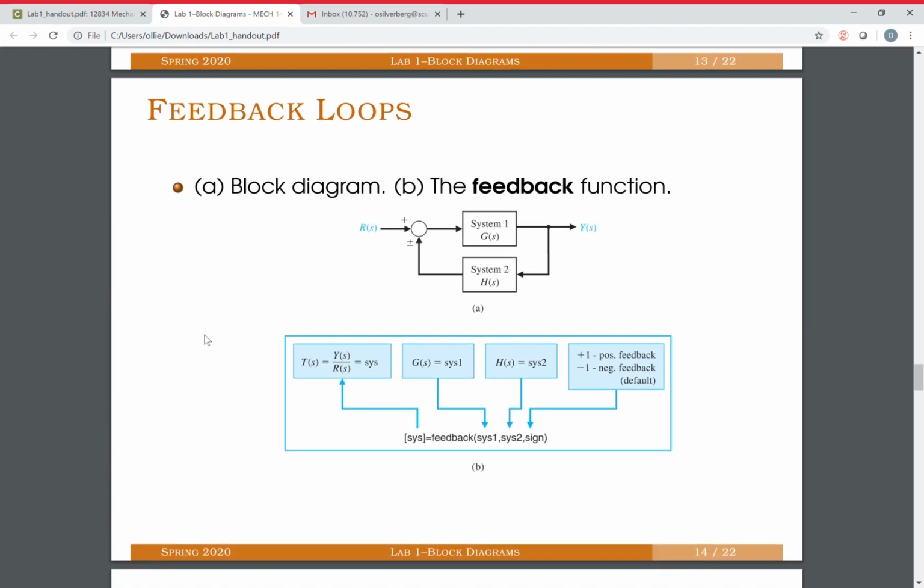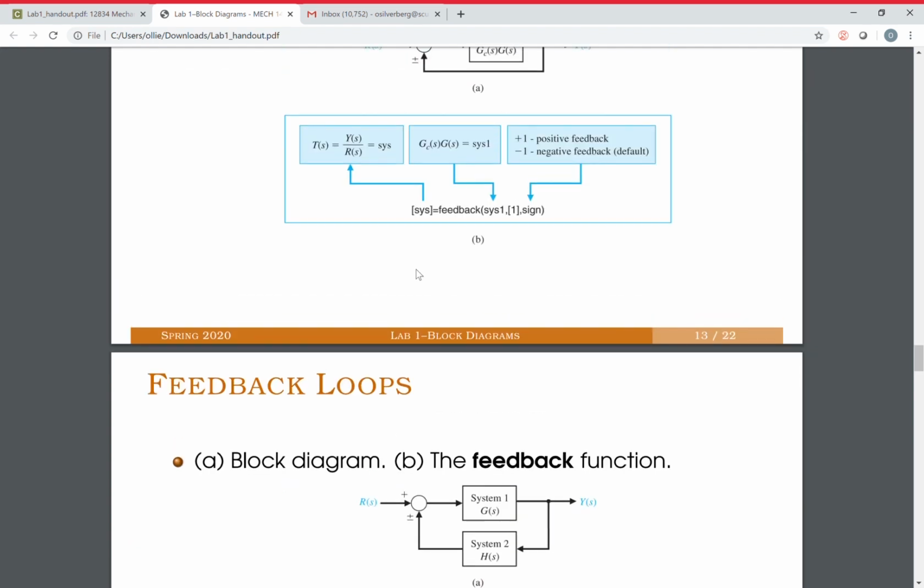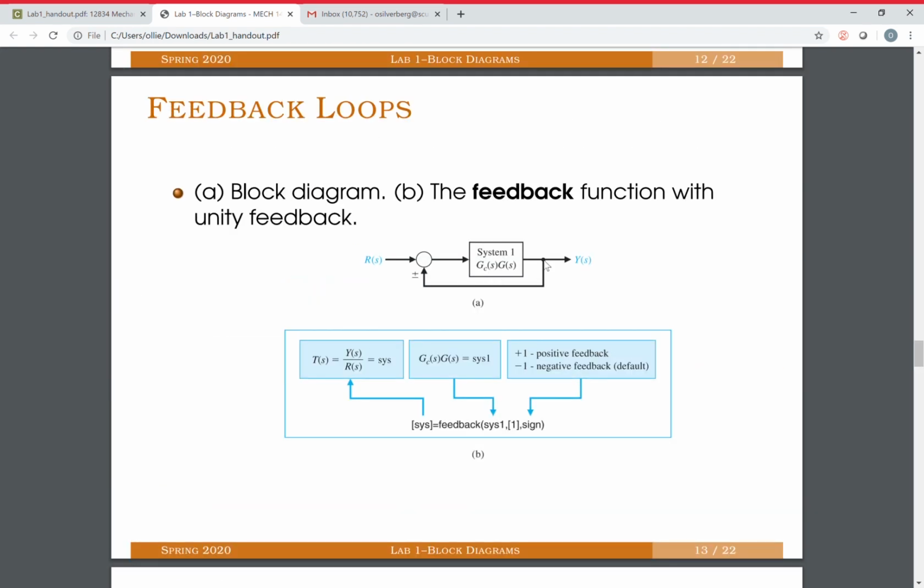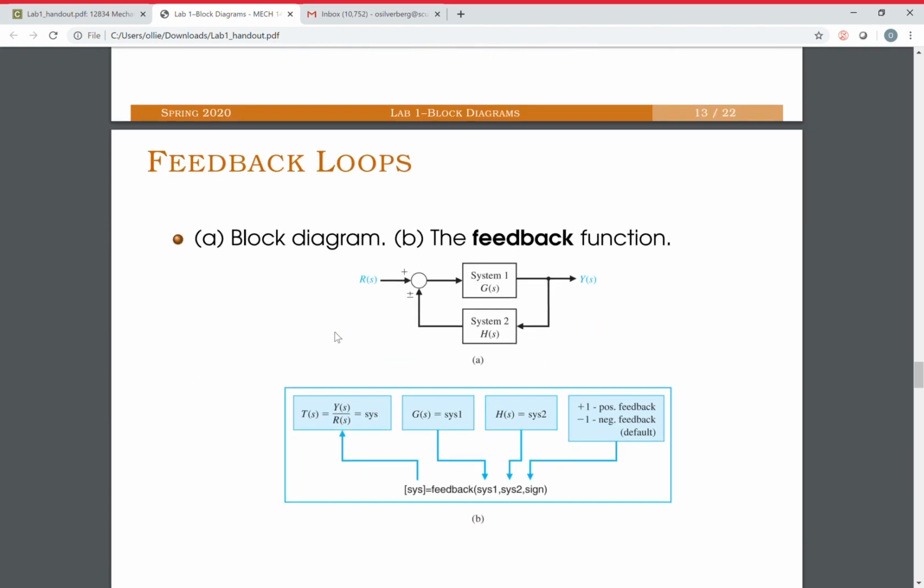So let's do an example of a feedback loop. We have system 1 and system 2, and this is another example. Instead of doing unity feedback, like above, where nothing is being done in the feedback loop and you're just looping it back, over here we have system 2 being applied to the feedback. So we're taking the output of system 1, it's going through system 2, and then that is being added to the input of system 1.